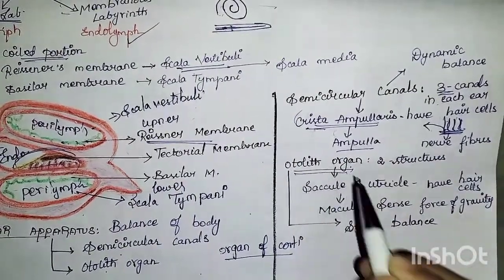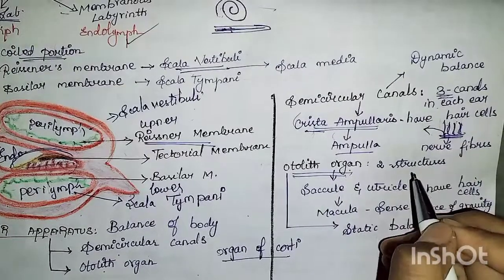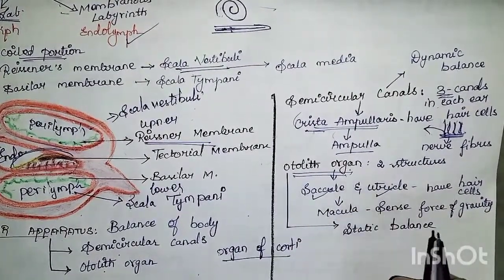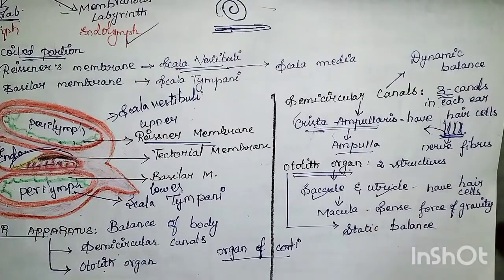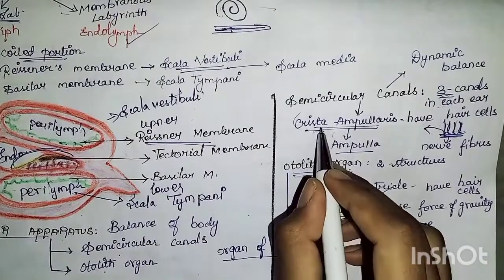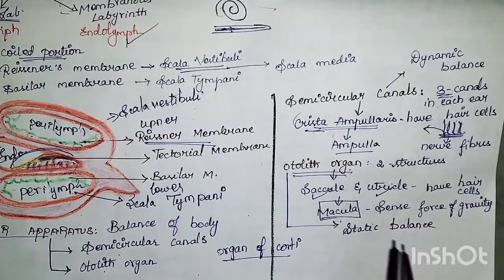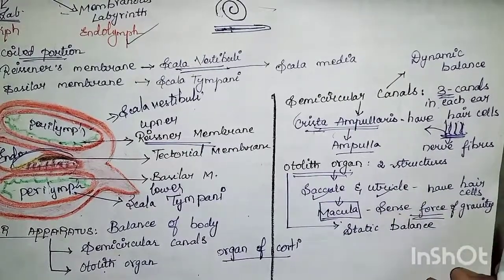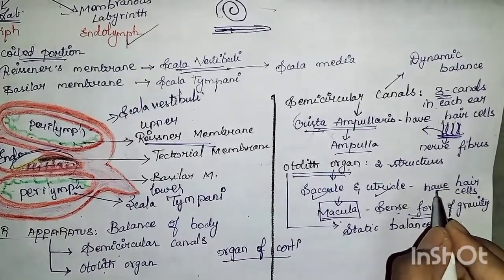Next part is the otolith organ. The otolith organ has two structures. What are they? Saccule and utricle. Saccule and utricle also have a specialized structure called macula. Like crista ampullaris, here we have macula. This macula also senses gravity, and they also have hair cells.